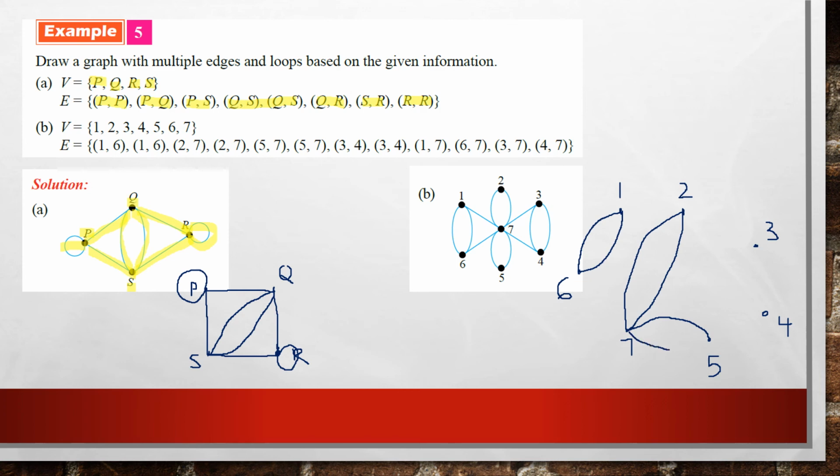Okay, you can draw like this. Okay, 5, 7, 5, 7 already. Go one by one, no need to rush. Then 3, 4, also multiple edge. Okay, 3, 4. You have 2, 3, 4. 1, another 2. Then 1, 7. Okay, you can draw a straight line like this. Then 6, 7. Also, you can draw like this, straight line. Then 3, 7. You can draw like this, a straight line. Then 4, 7. You can draw a straight line.